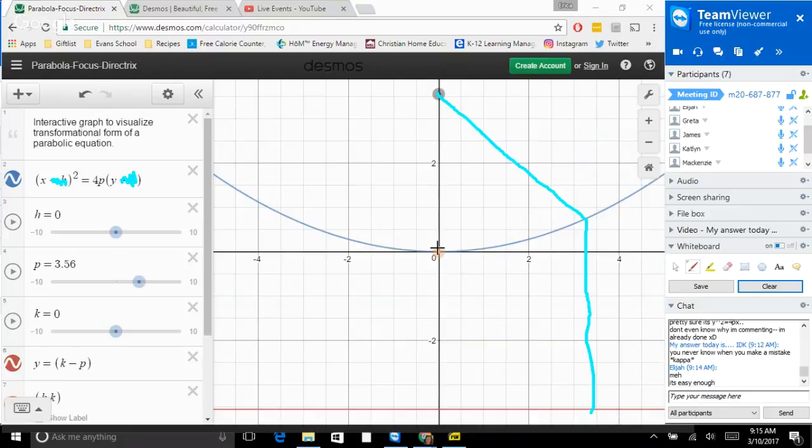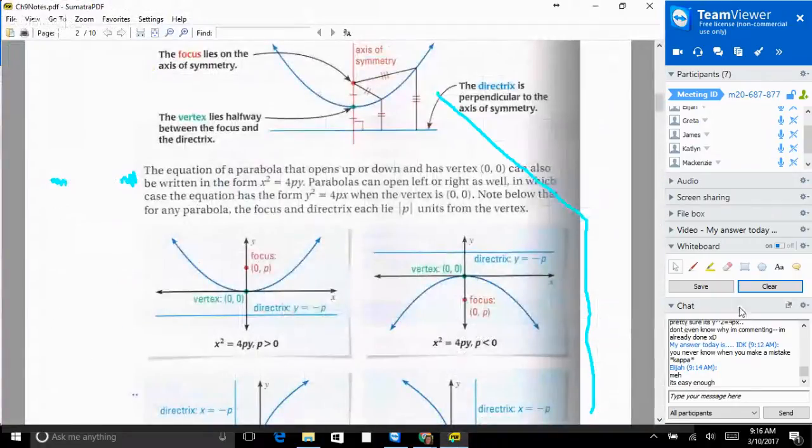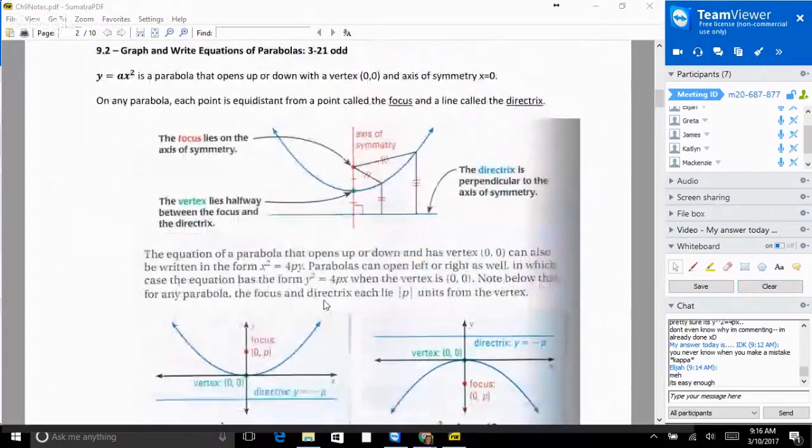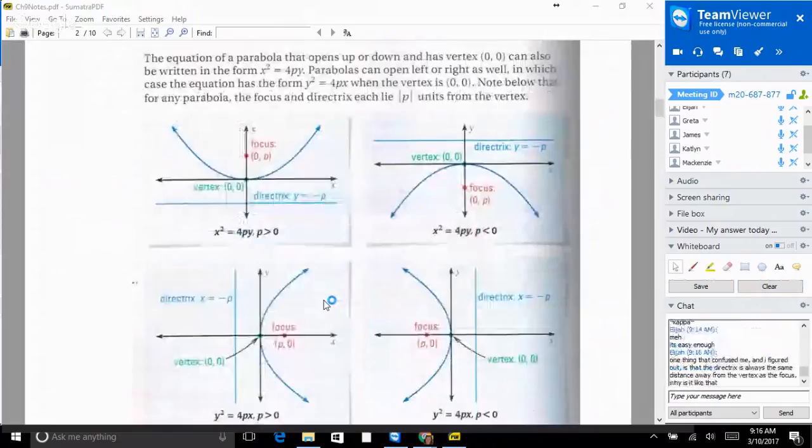Okay, so that's a cool little thing. I think it's cool that you can actually see online how that interacts with each other. So let's flip back over. This is from your notes. This is on 9.2. And I actually just copied the page out of your book because I thought it was helpful.